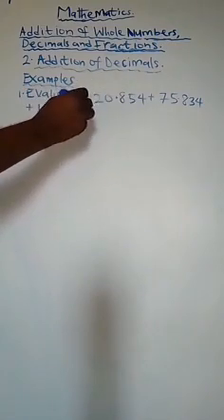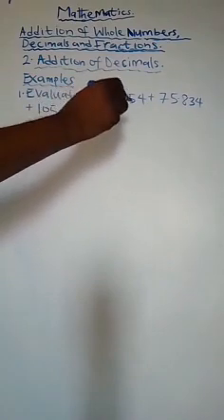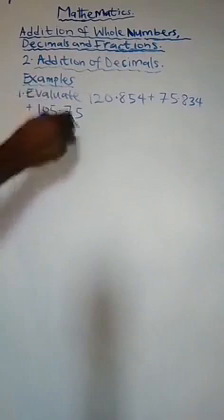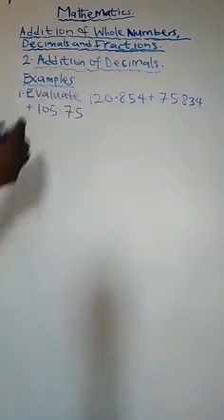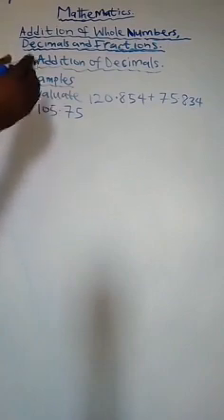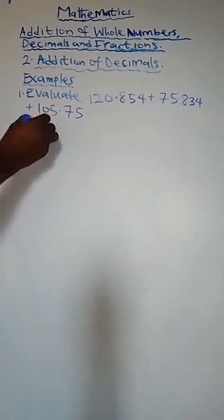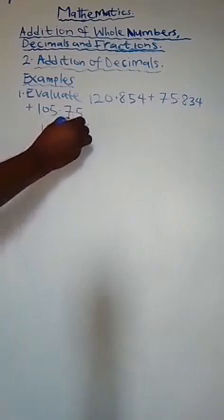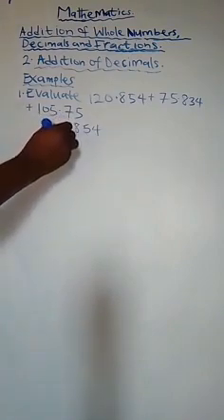Like this one should be called 120.854, 75.834. This is 105.75. So take note of that. It is very important. Now, let's do this. We'll do it stepwise, that is, step by step, in order to avoid error or mistake. Now, let's take 120.854. That's our first number. Now, when you want to write the second number, listen carefully. The first thing you do is to place your decimal point.